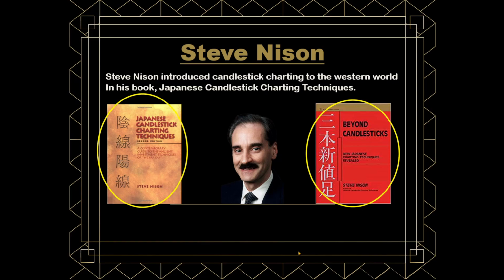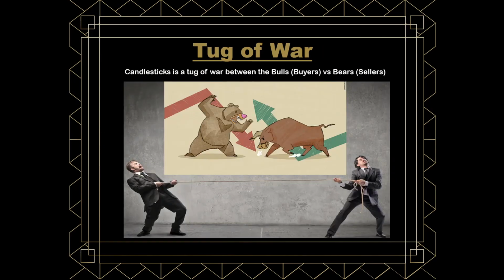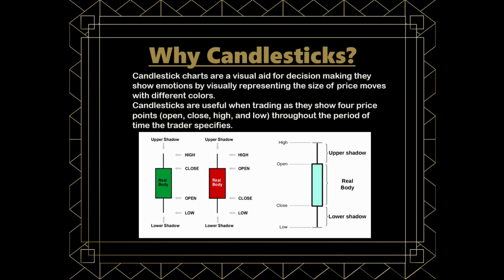Candlesticks is a tug of war between the bulls, buyers, versus the bears, sellers. Why candlesticks? Candlestick charts are a visual aid for decision making. They show emotions by visually representing the size of price moves with different colors. Candlesticks are useful when trading as they show 4 price points: the open, close, high, and low, throughout the period of time the trader specifies.